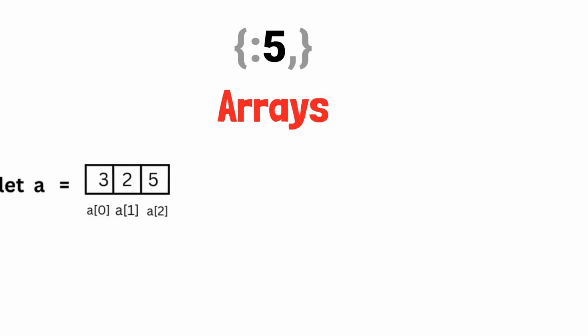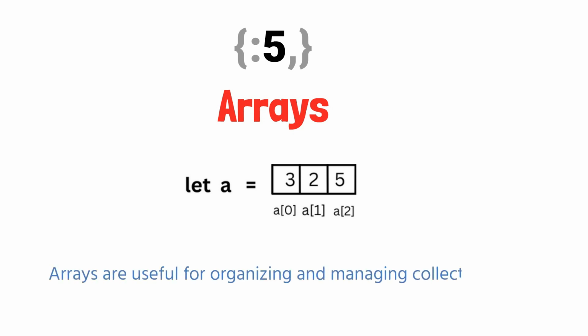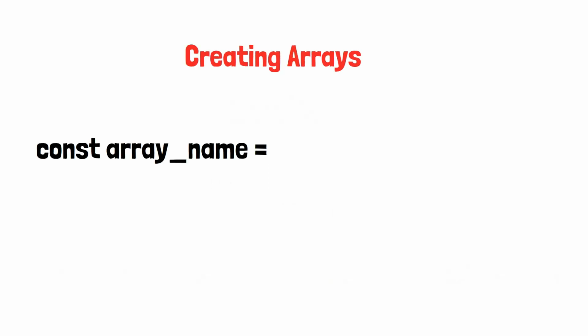Arrays. Arrays are a type of data structure in JavaScript that allows you to store multiple values of different data types in a single variable. Arrays are useful for organizing and managing collections of data, such as lists of numbers, strings, objects, or even other arrays. Creating arrays. You can create an array using square brackets and separating the elements with commas.